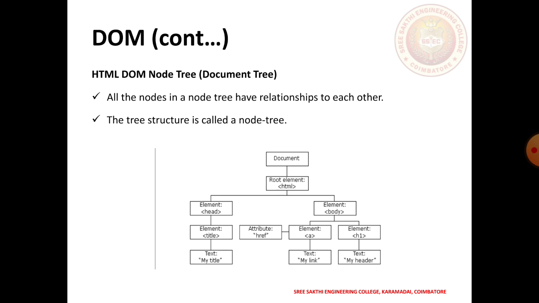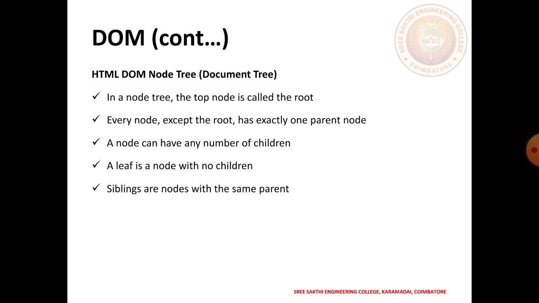In the HTML DOM, all the nodes in the tree have a relationship with each other. So the DOM can be represented in a tree shape, in a hierarchical structure. Let us consider the figure. The initial one will be the root node, and the remaining will be child and leaf nodes. How will the document tree look?